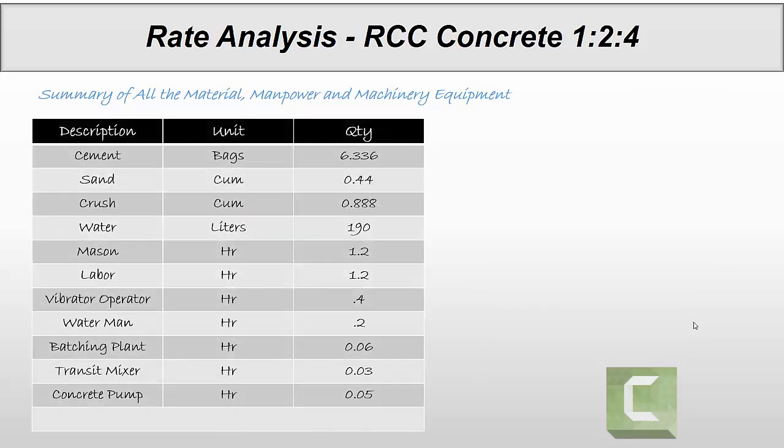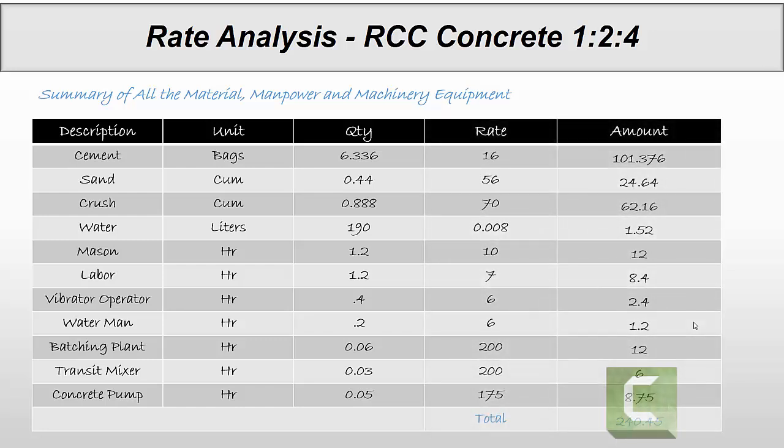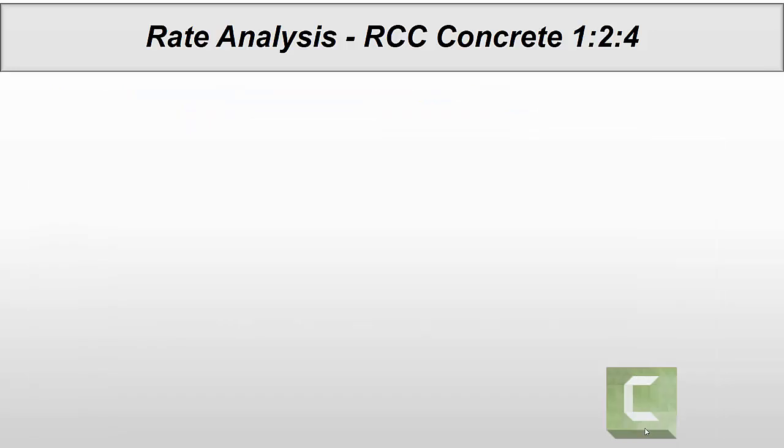So cement bag, sand, crush, water, mason, labor, vibrator operator, waterman, batching plant, transit mixer, concrete pump: these are the items, and that is the unit, that is the quantity and that is the rate. Quantity multiplied by rate is amount. So we need 101.376 riyal for cement bags. So total amount of material, manpower and machinery for 1 cubic meter concrete is 240.45 riyals.